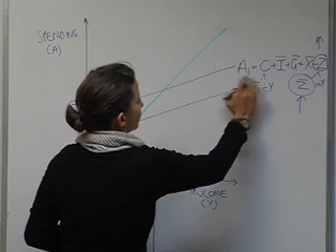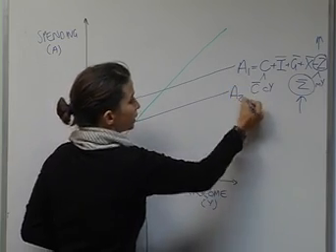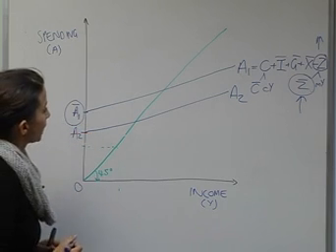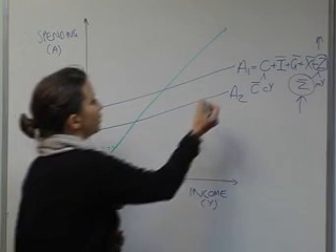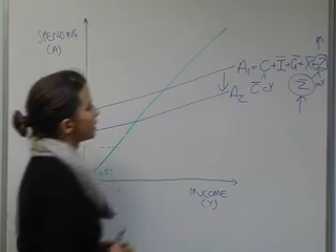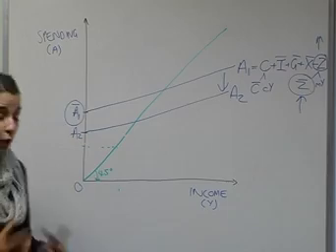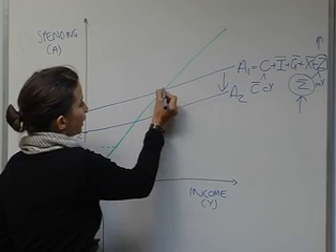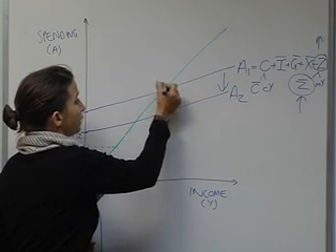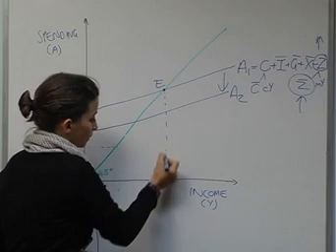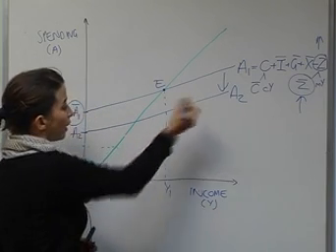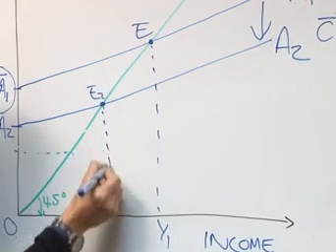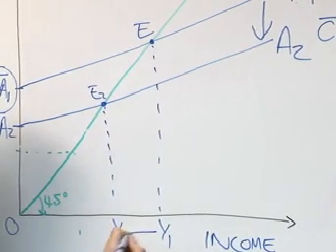Let's name this spending line A2. This is autonomous spending A2, and it shows that spending decreased. The question asks, what's going to happen to the equilibrium level of income? Initially, the equilibrium level of income was over here. But now it changed to this level of income over here.